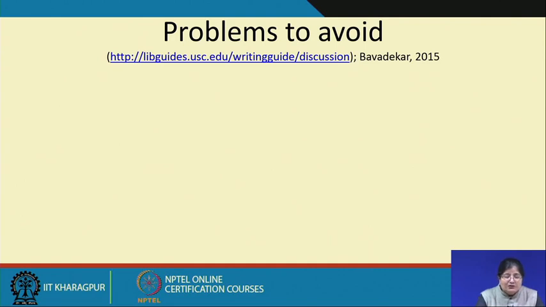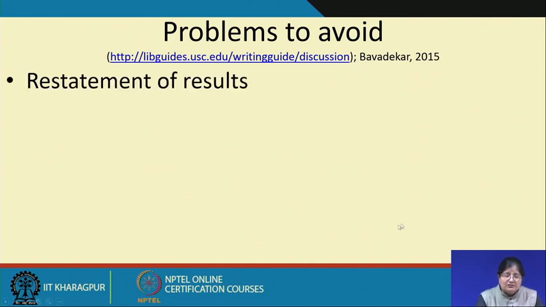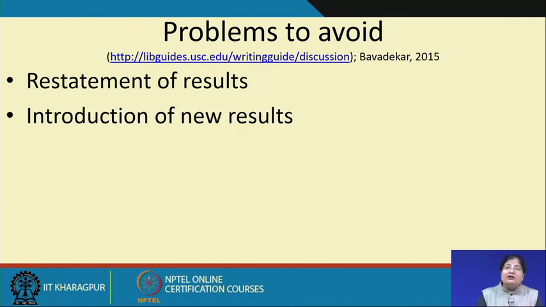Some problems to avoid. Again, this is from the website that I was telling you about and a paper by Bavadekar. You avoid restating results except when you are only taking the key findings and explaining them in light of the literature. You avoid introduction of new results. You state whatever you have to state in the results section. Please do not introduce new results in this section.